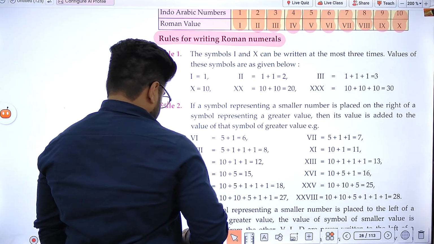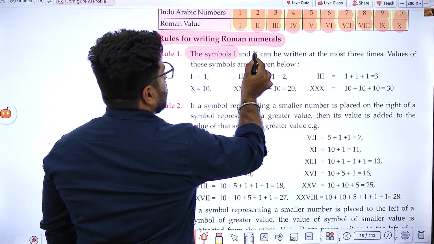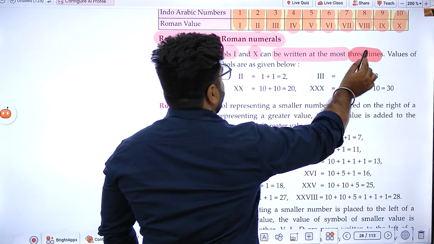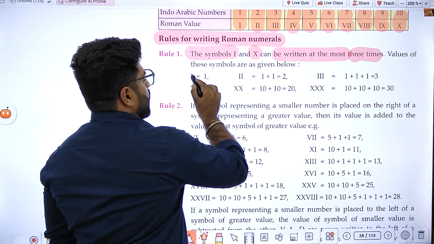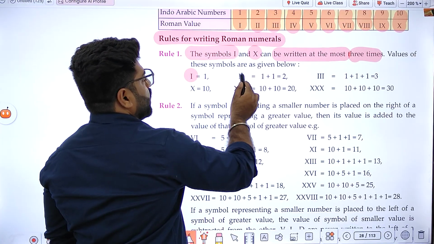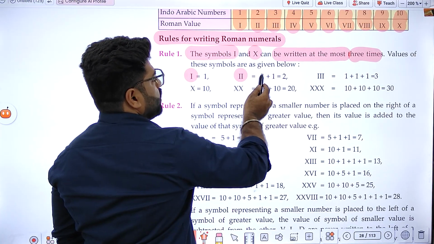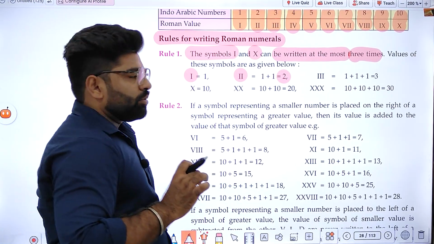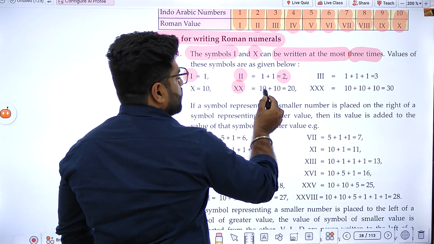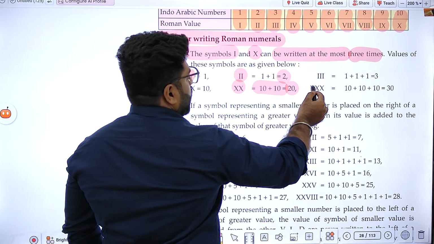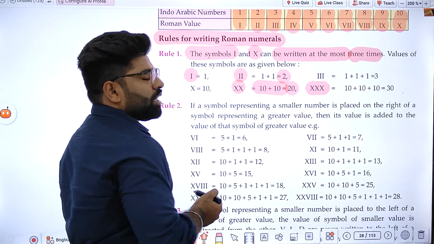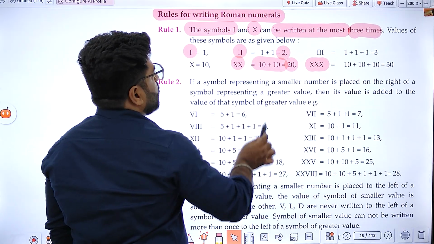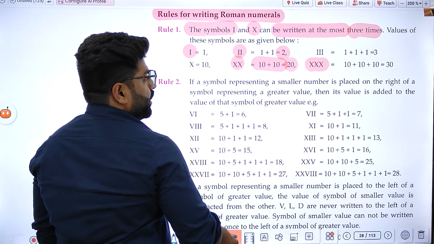The first rule says the symbols I and X can be written at most 3 times. If we have to write the number 1, we write I. Two times I is 2. If we repeat the symbols, then we just add them. So if I write X two times, that means 10 plus 10, 20. If I write it 3 times, that means 10 plus 10 plus 10, that is 30. So we can write I and X 2 or 3 times maximum.